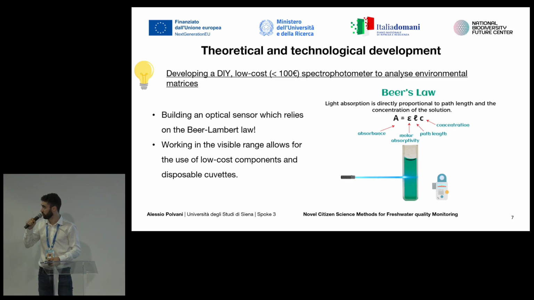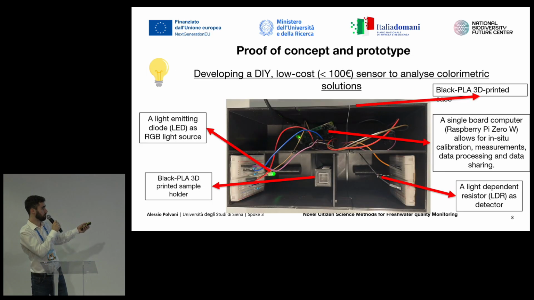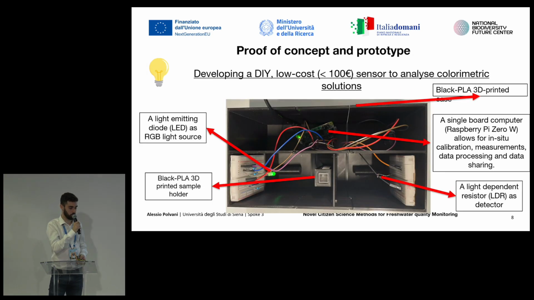So this spectrophotometer relies on the Beer-Lambert law, which relates the light absorption of the analyte strictly to the concentration of the solution, and it works on the visible range, so it allows for the use of low-cost components. And here there's a photo of the prototype.